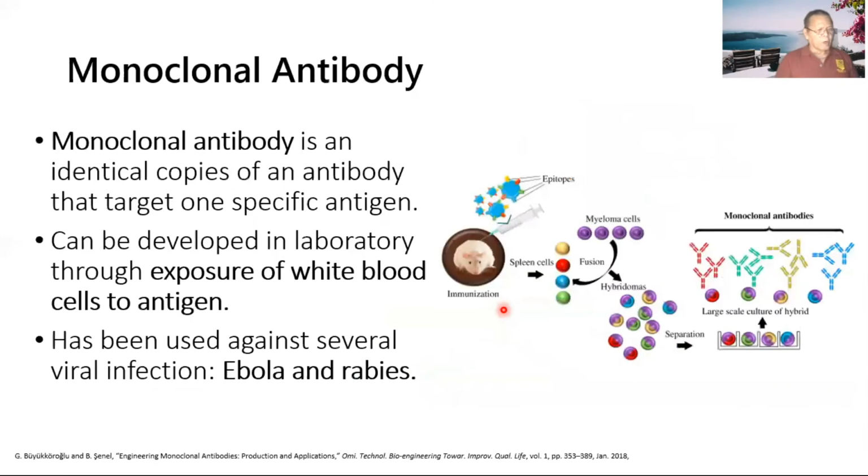So, what is monoclonal antibody? Basically, monoclonal antibody is an identical copy of the antibody that can target one specific antigen. This protein can be made in the laboratory through exposure of white blood cells to antigen. You can see the common pathway for production in the figure, where first the antigen is introduced to an animal, and then polyclonal B cells from the spleen are fused to myeloma cells. The resulting hybridoma cells will then be cultured, selectively separated, and continue to produce antibodies to the antigen.